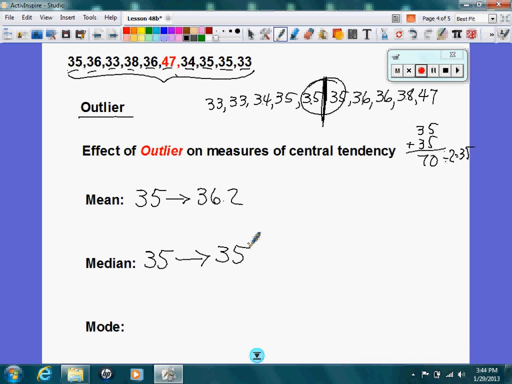What about the mode? We can use our same arrangement of numbers here in increasing order. What number occurs most often? Well, 35 occurs most often. So our mode yesterday was 35, and our mode today is 35. So an outlier occasionally might have an effect on the mode or the median, but it certainly has an effect on the mean.